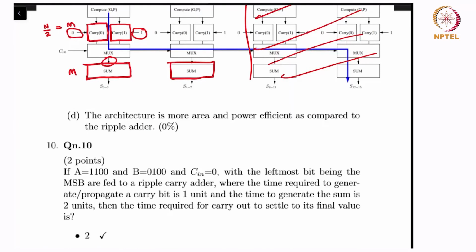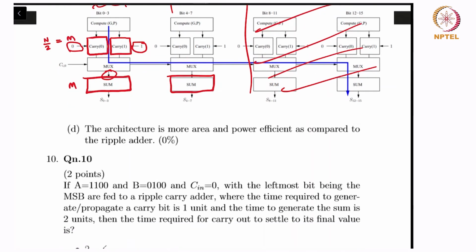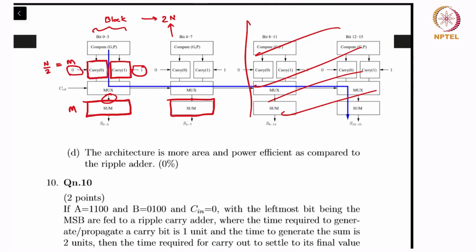And finally, the architecture is more area and power efficient compared to the ripple adder. No, we are going for this kind of duplication of hardware so as to save on time. But of course, you will have much more transitions and much more area, so it will not be as power efficient. So this is not the right answer.